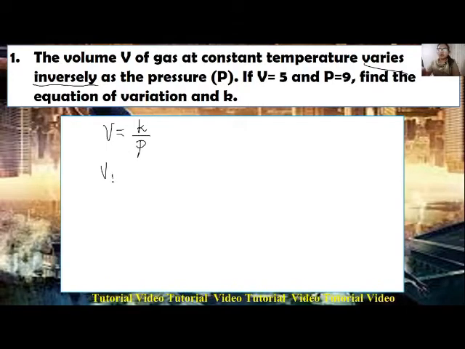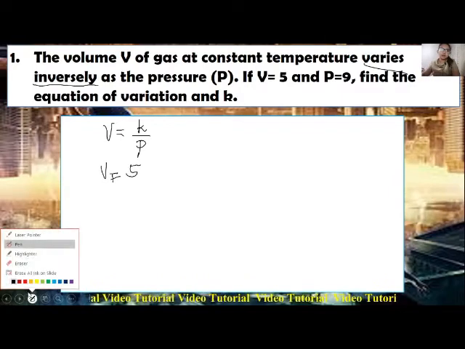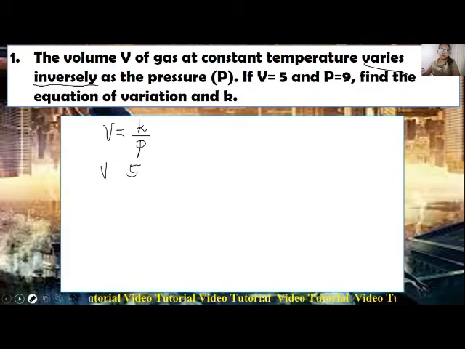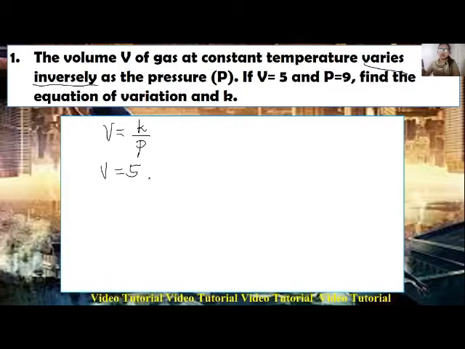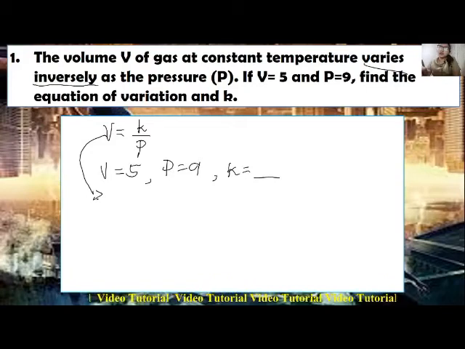We write down the given values. V equals 5, P equals 9, and then K is missing as well as the equation of the variation. Substituting the given values, we will have 5 equals K over 9.